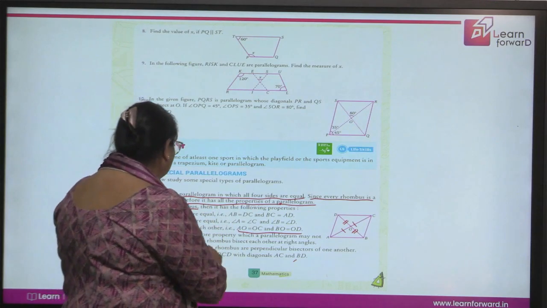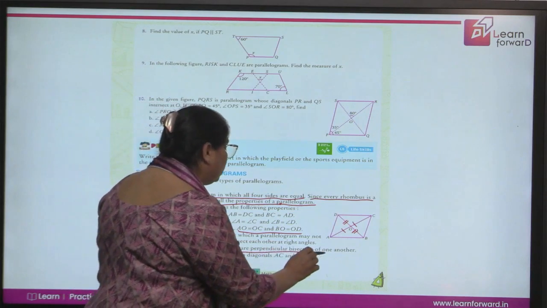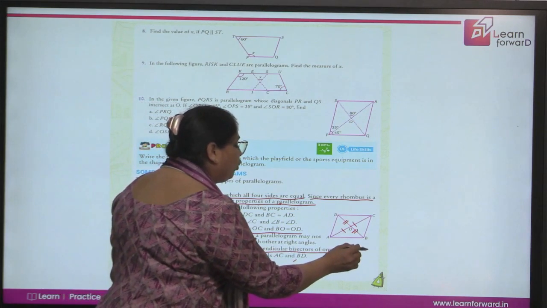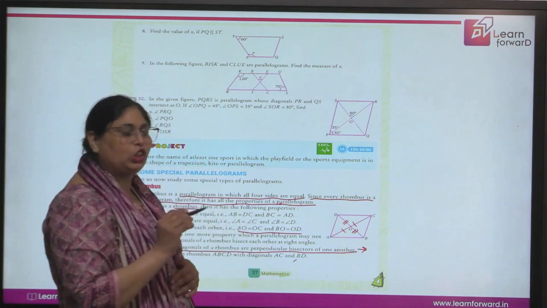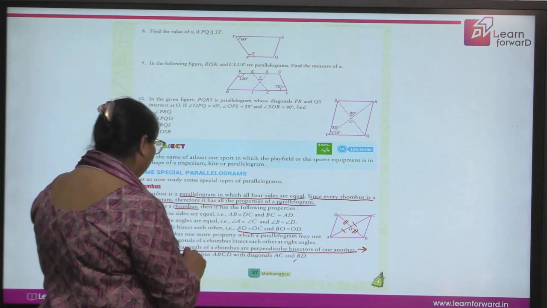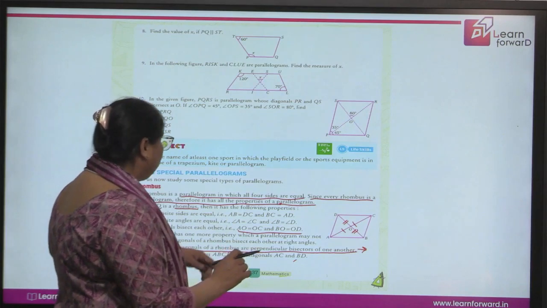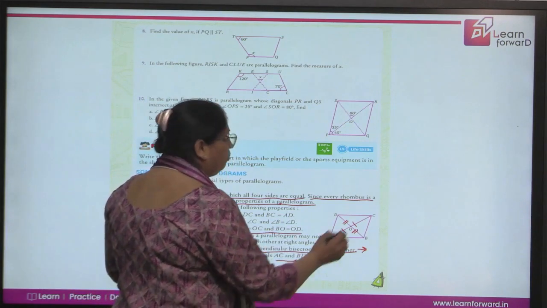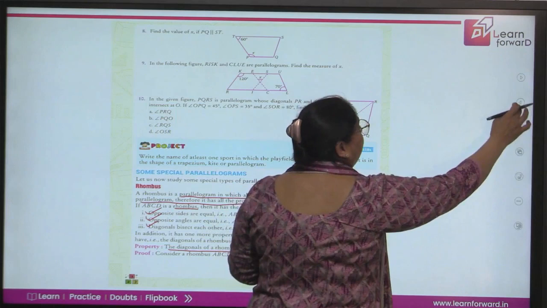The diagonals of a rhombus are perpendicular to each other. This is the property for a rhombus only. It is not the property for a parallelogram. Now we have to prove it. Consider a rhombus ABCD with diagonals AC and BD.